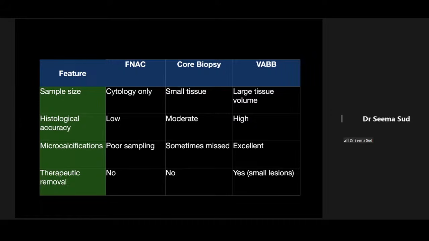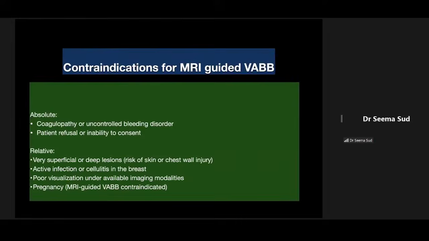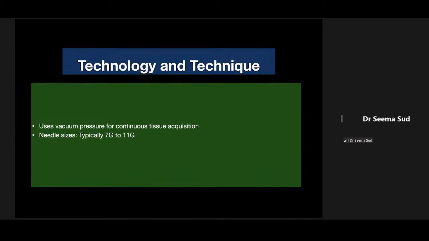It's excellent, like what Dr. Prerna showed you, for microcalcifications. And also it can be used for removal of small fibroadenoma. So you can have therapeutic removal under ultrasound guidance. The contraindications for MR guided VAB are the same for any other biopsy procedure. You have the absolute and relative contraindications. Any bleeding disorder is an absolute contraindication. And if a patient has any implant which is not MR compatible, we can't go ahead with the MR guided VAB procedure. So let's move on to the technology and the technique. So we're using the VAB, and the needle size is typically between 7 gauge and 11 gauge.